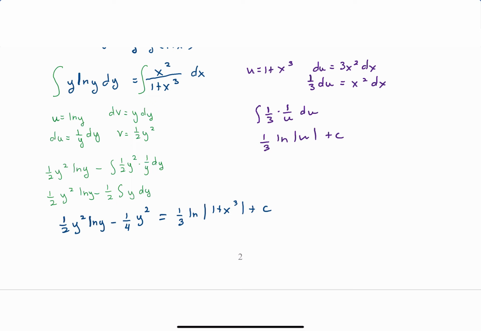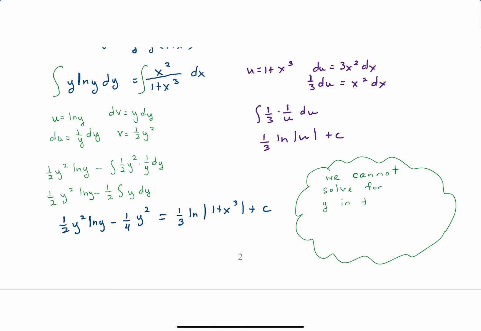This solution is implicit, meaning the y has not been solved for, and unfortunately, we simply cannot solve for y in this example. If we could, we would, but having a y squared ln of y and a minus y squared term, that's just not going to be possible. So we're stuck with this implicit solution.